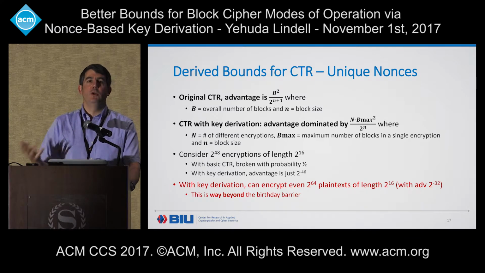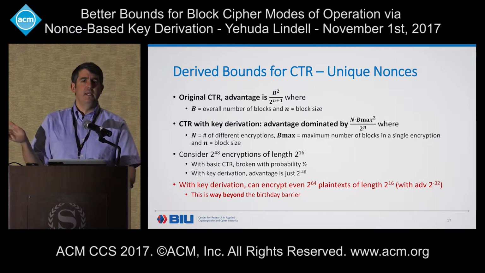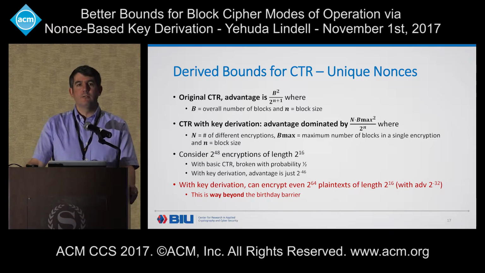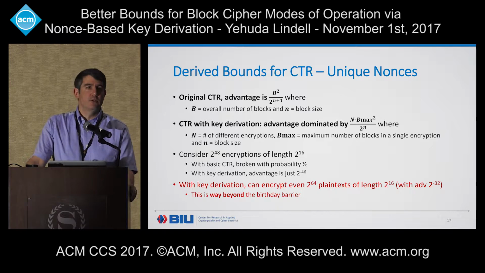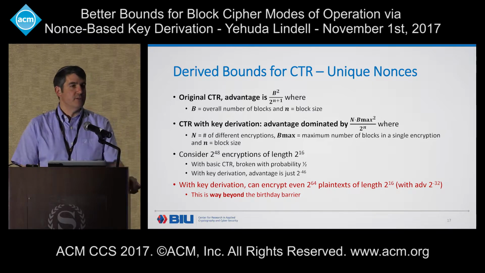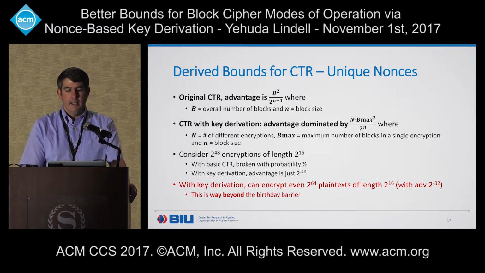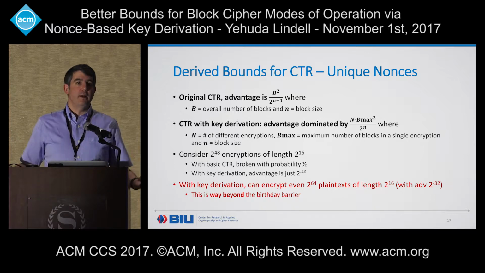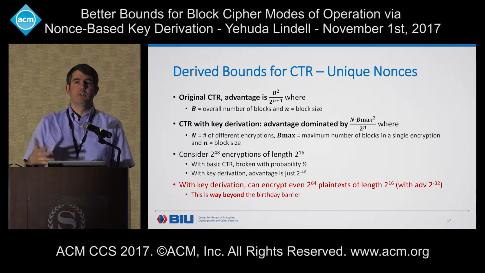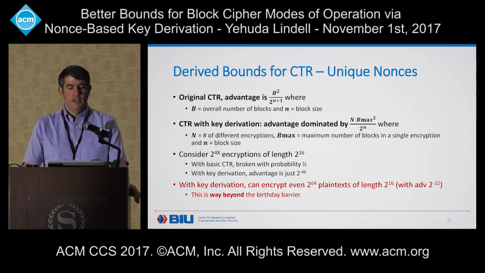In Countermode, we're assuming unique nonces, because if the nonces are not unique, then anyway, security fails. And the original Countermode advantage is b squared divided by 2 to the n plus 1, where b is the number of blocks being encrypted. This is the 2 to the 48 that we talked about beforehand, if you want security 2 to the minus 32. And that's because at the birthday bound, you have this distinguishing capability between a random permutation and a random function.